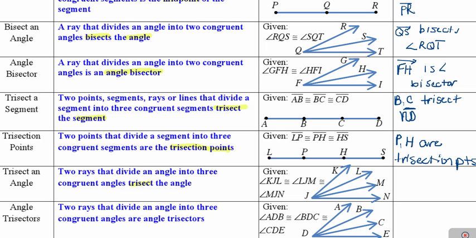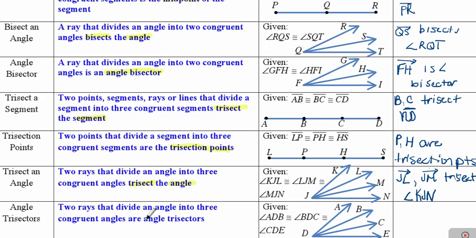Similarly, two rays that divide an angle into three congruent angles trisect the angle. So if angle KJL is congruent to angle LJM, which is also congruent to angle MJN, then the conclusion we can make is that ray JL and ray JM trisect the entire angle, which is angle KJN. Notice the only things that can bisect or trisect angles are rays. Those are the only things. Whereas for segments, you can have a point, line, ray, segment.